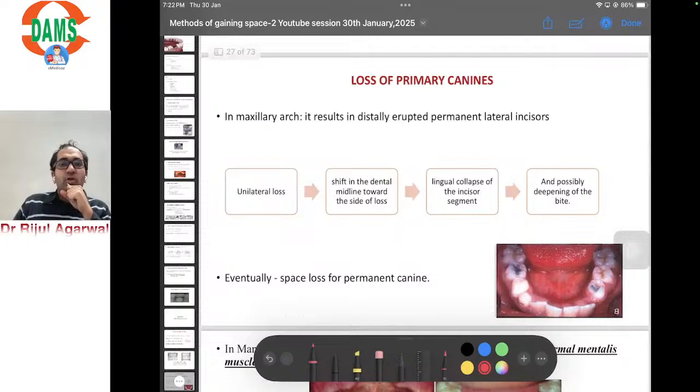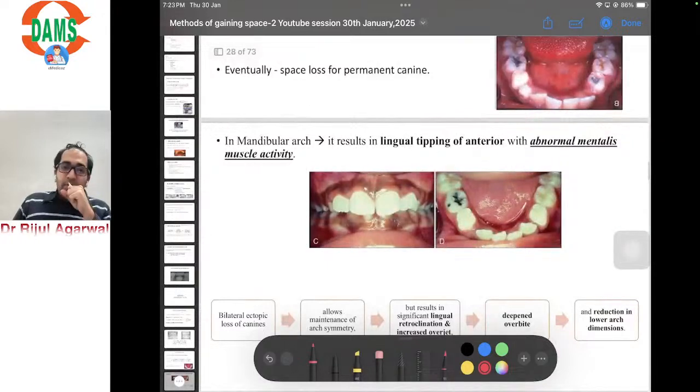Next situation is loss of primary canines. In the maxillary arch, it results in distally erupting lateral incisors. Unilateral loss will lead to a shift in the dental midline towards the side of the loss and lingual collapse of the incisor segment, and possibly can lead to bite deepening as well. Eventually it can lead to space loss for the erupting permanent canine, and not for the teeth anterior to it. In the mandibular arch, it results in lingual tipping of the anteriors with abnormal mandibular muscle activity.